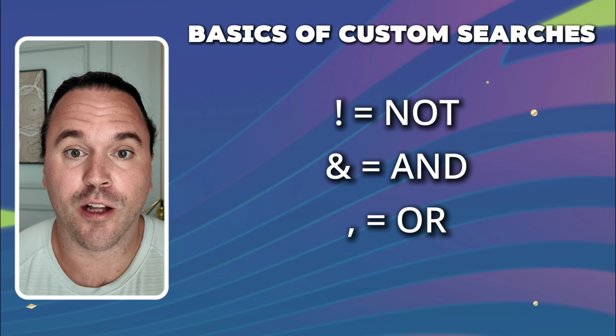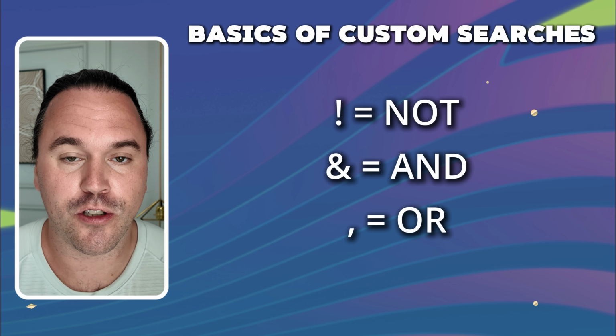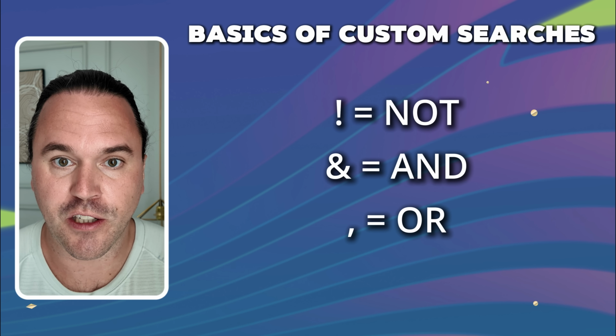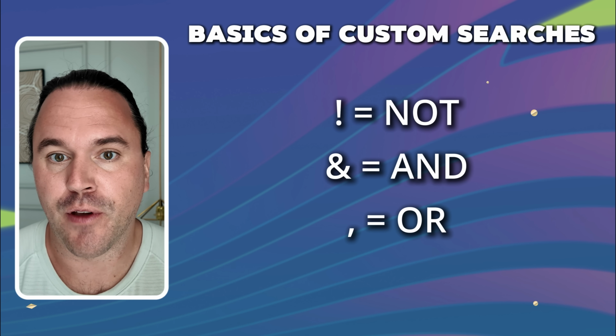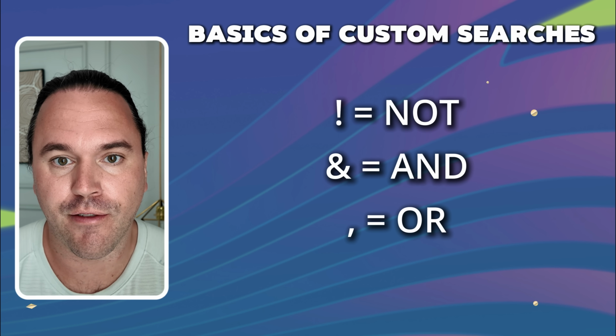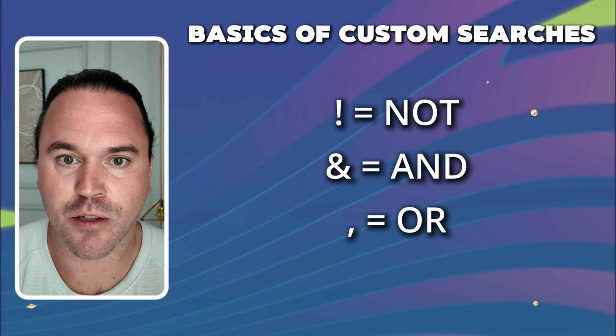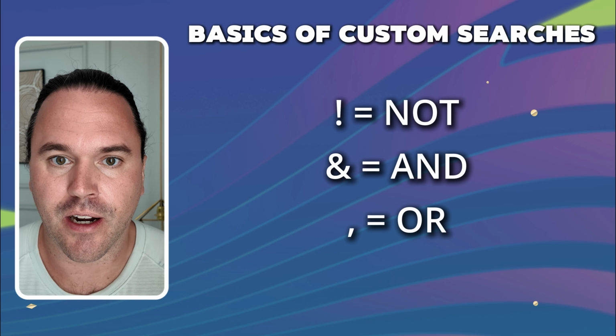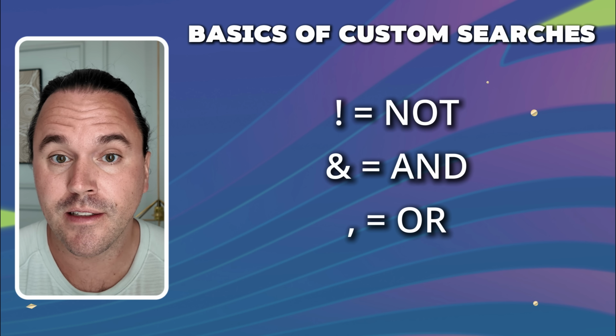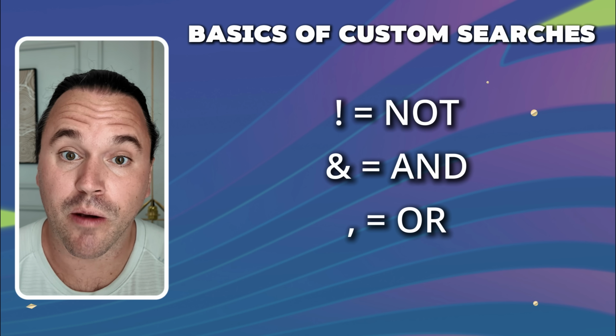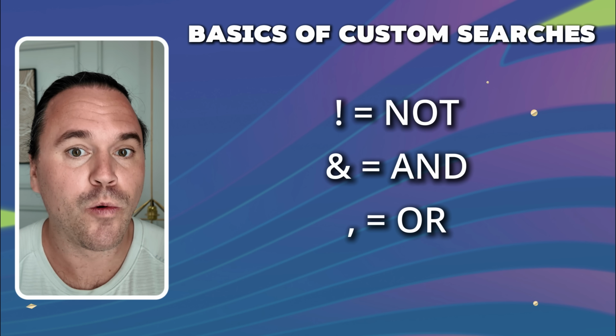There are a few key elements that we focus on with building search strings. For one, we use the exclamation point. This is "not". So if you have exclamation point favorite, that's not favorite. If you have exclamation point legendary, that's not legendary. We use the ampersand for "and" and we use the comma for "or". And we combine these elements together to get something that really works for us.